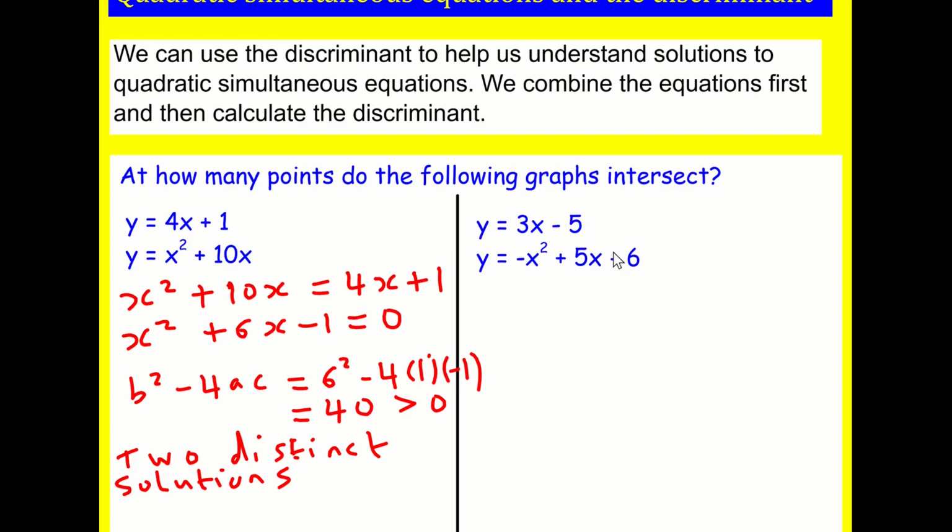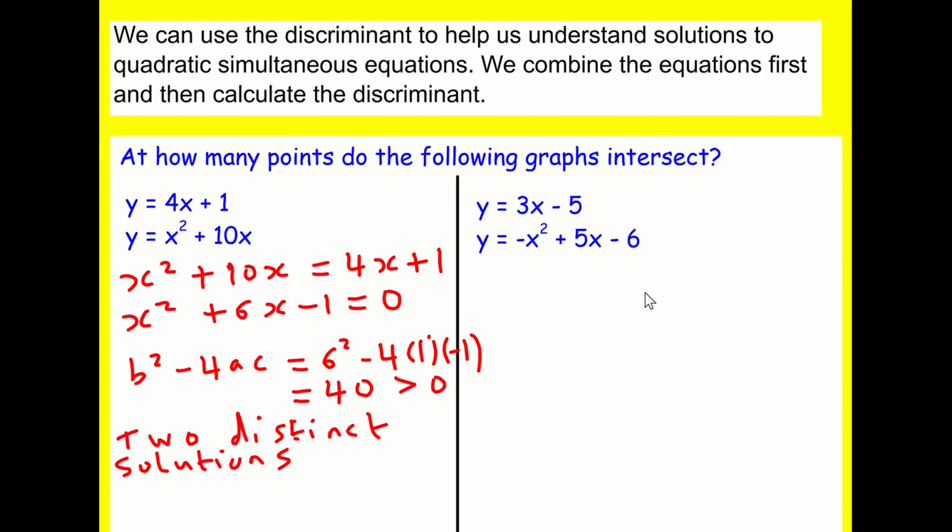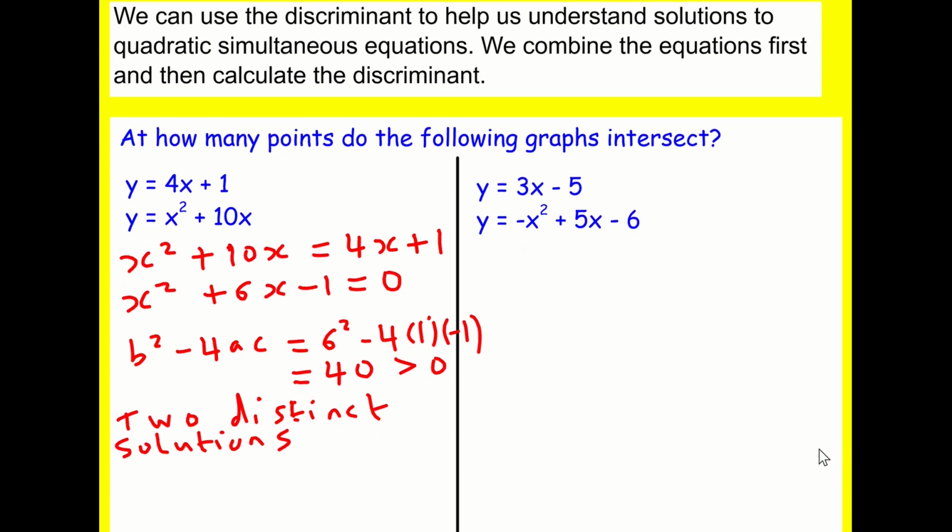Try this one yourselves, see what you find out. So again, we can set them equal to one another because we've got y as a subject already. Now I recommend making x² positive. I just think it makes life easier. So I'm going to get all these onto the right hand side and then just swap it around.